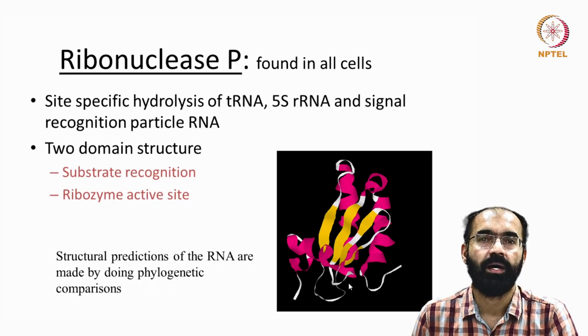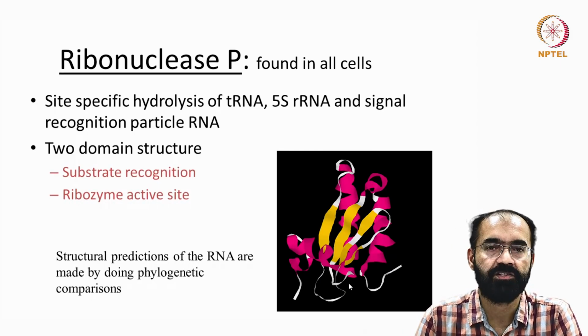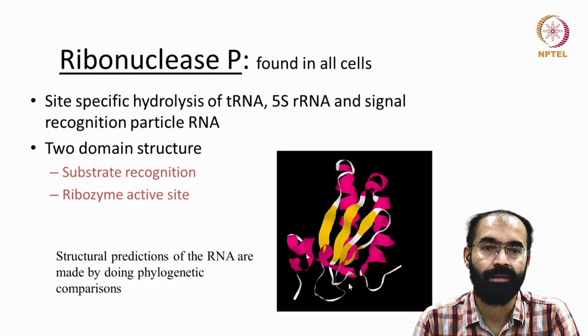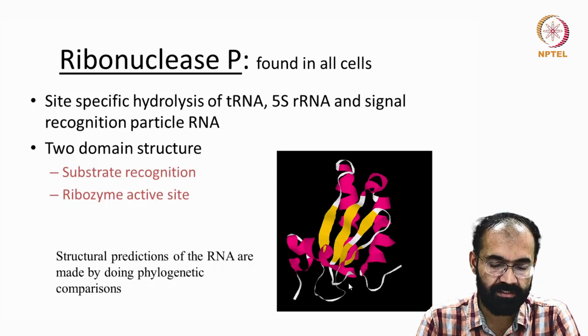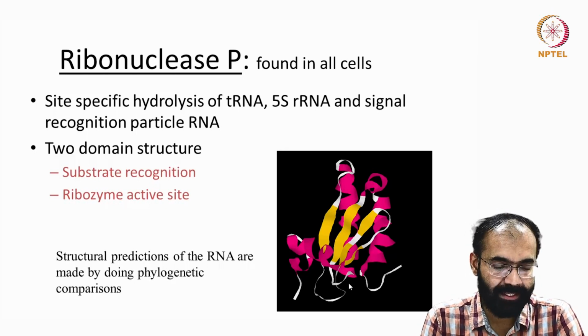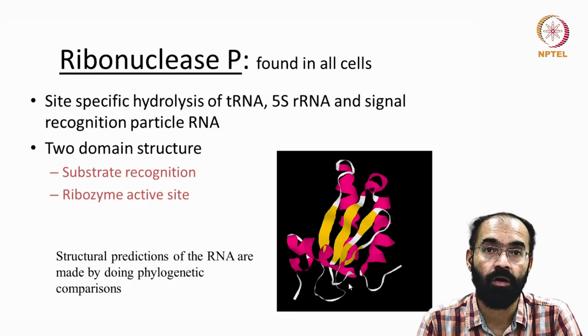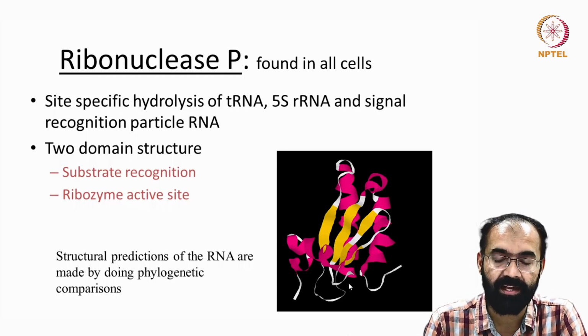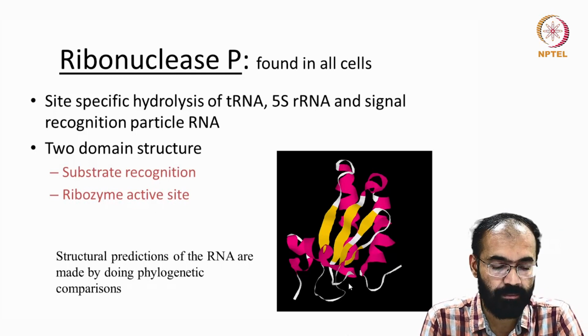Welcome back to another session of RNA biology. We were studying ribozymes, and this was the slide we left in the previous class. It talks about ribonuclease P, which is found in all cells that require the tRNA, 5S RNA, etc., and also the signal recognition particle.